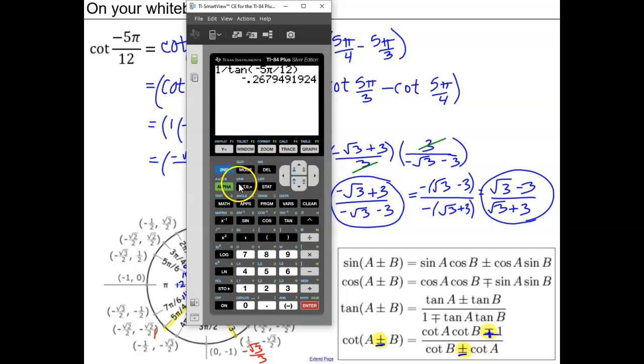this decimal, then we're going to compare that to the decimal equivalent of our answer. Square root of 3 minus 3 in the numerator, and then square root of 3 plus 3, there we go, in the denominator. And we can see that those decimals are equivalent, and so our answer checks.